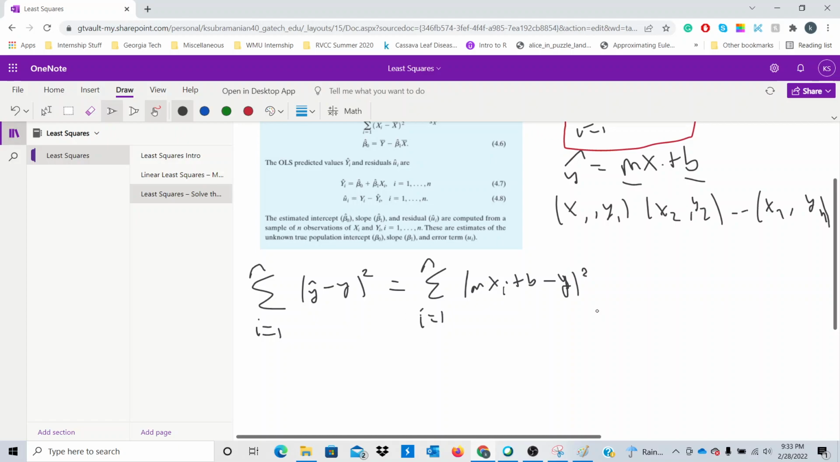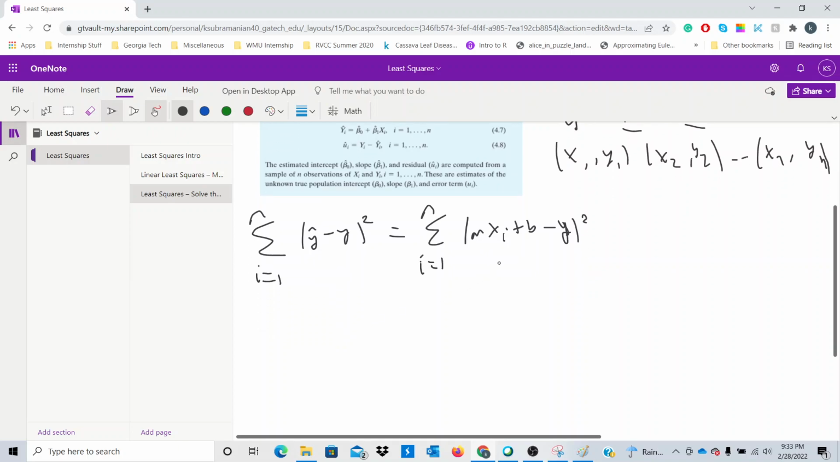We want to minimize this expression here, but how do we find the optimal values of m and b? If you recall from our calculus class, if we want to find maxima and minima, we use the derivative. Through the derivative, we're able to measure the rate of change, and by finding where the derivative equals 0, we are able to find minima and maxima. So what we're going to do is take the partial derivative of this expression with respect to both m and b to find the optimal values of m and b.